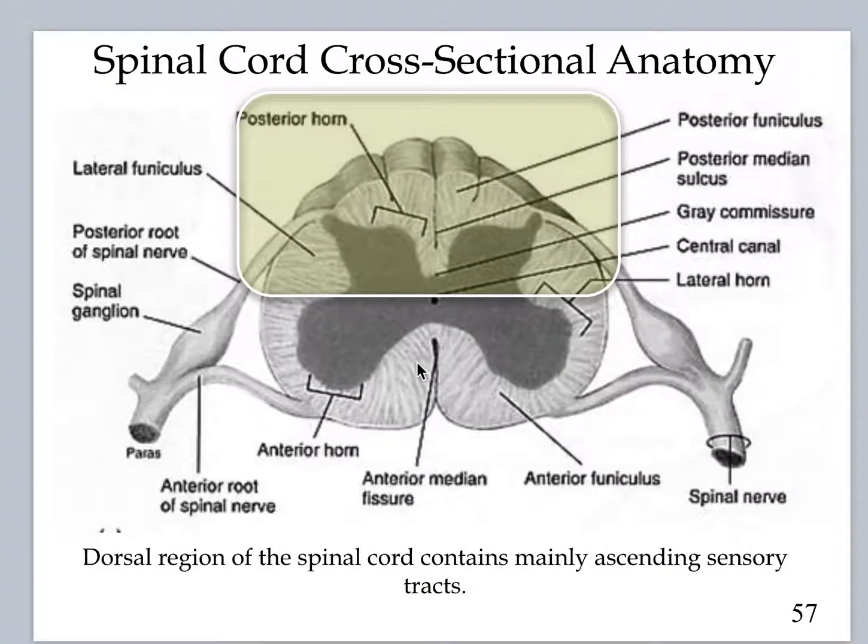In the posterior portion of the spine, we have mainly ascending sensory tracts. So these are sensory nerve fibers coming in here. They come into the posterior part of the spinal cord. And once they're in here, they go up and down the spine. Remember, this is a cross section of the spinal cord. So the dimension in and out of the page, up and down from the page, would be going up to the brain or down to the lower extremities. But the sensory portion of the spinal cord is the posterior spinal cord.